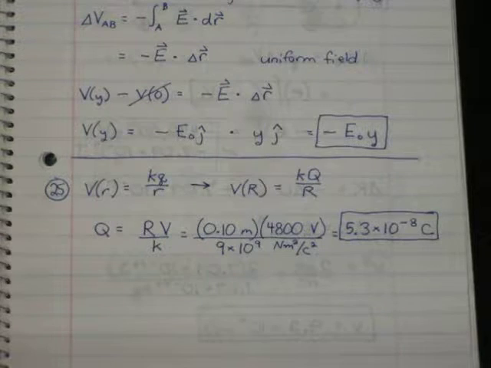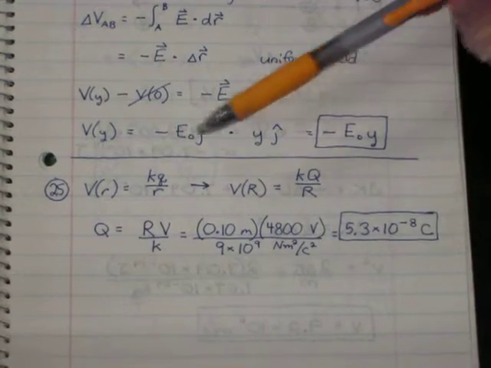Number 25, the potential at the surface of a 10 centimeter radius sphere is 4.8 kilovolts. What's the sphere's total charge? Assuming charge is distributed in a spherically symmetric way.